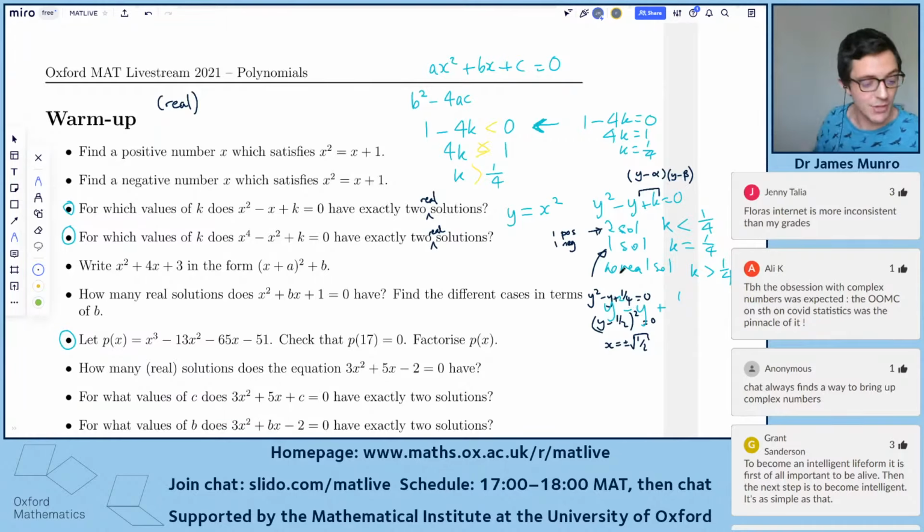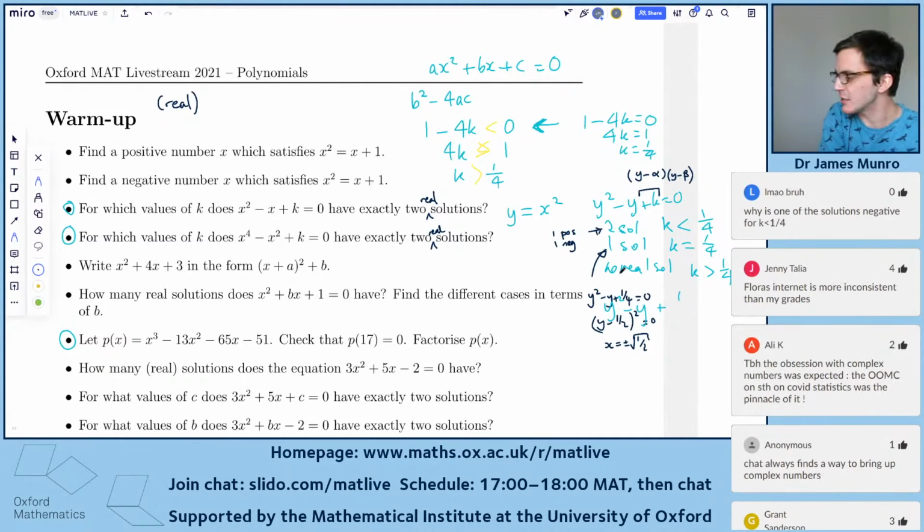I was going to mention a different approach to these ones as well. Where's one of the solutions negative for k less than a quarter? Oh, yeah, that's a good point. You were talking about k being less than 0. I think we need to separately consider the case between 0 and a quarter, but my video and audio cut out so many times I hadn't got around to mentioning it.